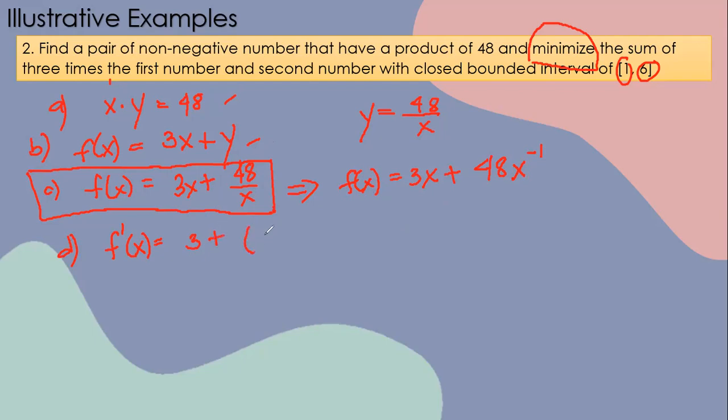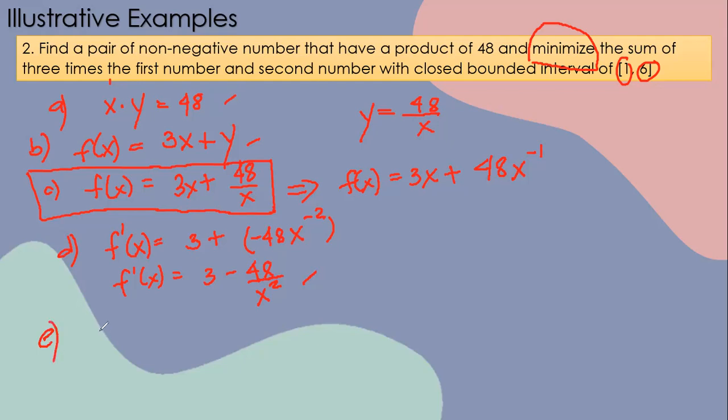So 3 plus, bababa yung -1, mamumultiply sa 48. So that will become -48 x raised to -2. -1 minus 1 is -2. Simplify. F prime of x is 3 minus 48 x raised to -2. Since naka-ratio sa negative, dito siya sa denominator, x squared. So that is the first derivative, 3 minus 48 over x squared.